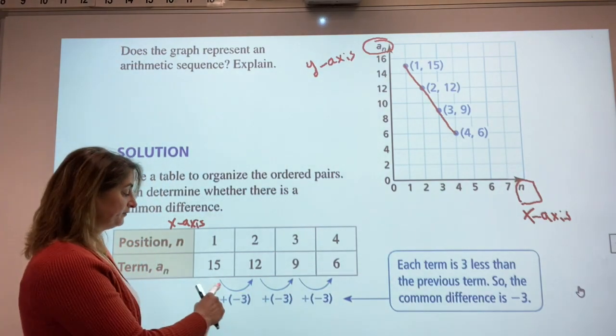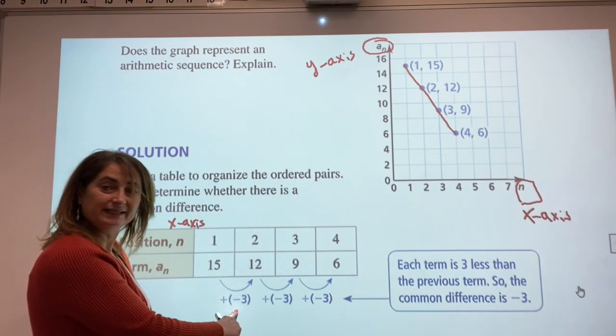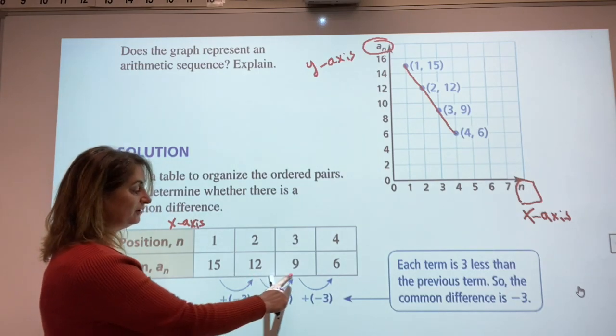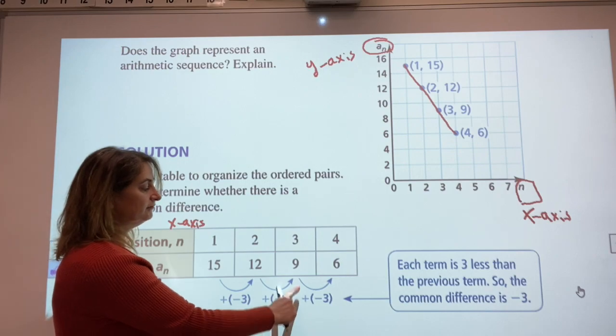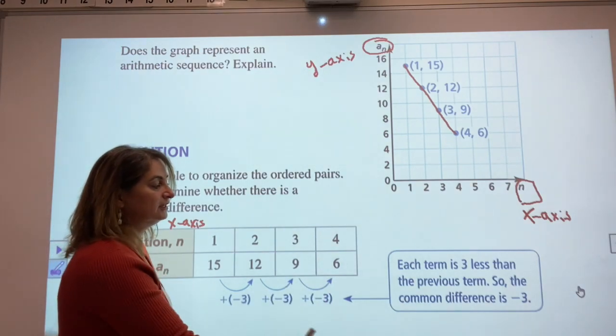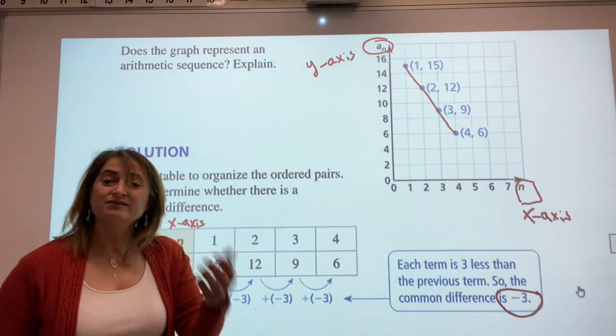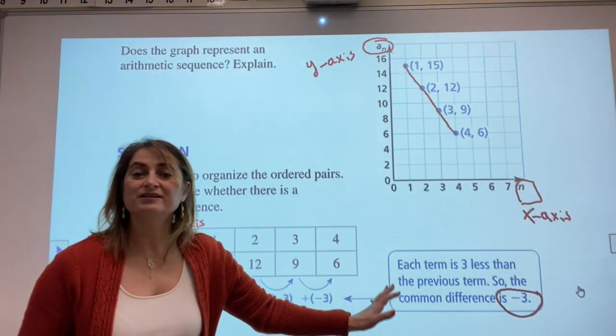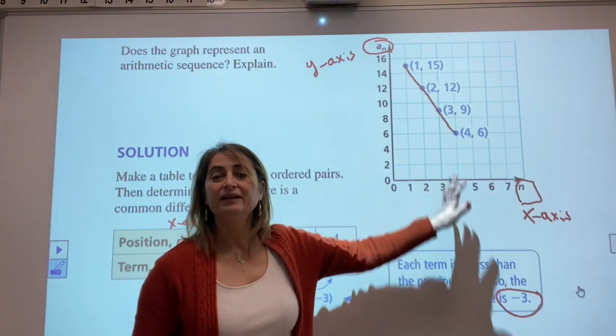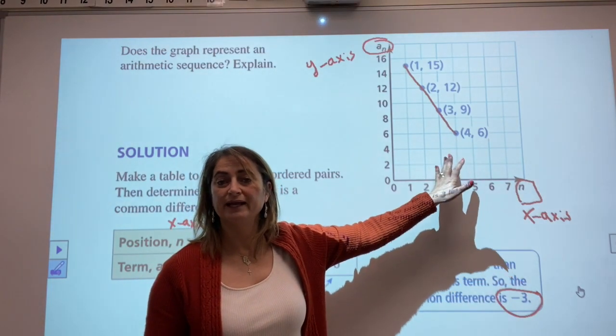Is there a pattern? From 15 to 12 is adding -3. From 12 to 9, adding -3. From 9 to 6 is adding -3. So the common difference is -3. So yes, there is a constant rate of change. There is a pattern, which is -3. If I want to, I can find any term.